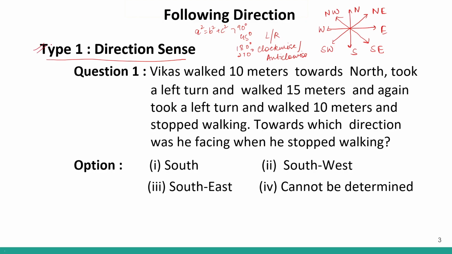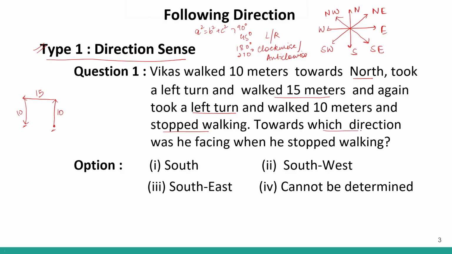So type 1, direction sense. Vikas walks 10 meters towards north. So let's say this is the initial position of Vikas. He is moving 10 meters in the north direction. Then he took a left turn and walked for 15 meters. And again he took a left turn and walked for 10 meters. So again he'll come back to this point. So this point and this point will be in the same line. This we discussed, right? And then he stopped walking.